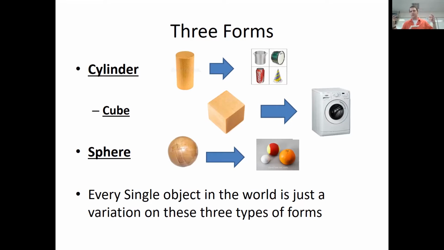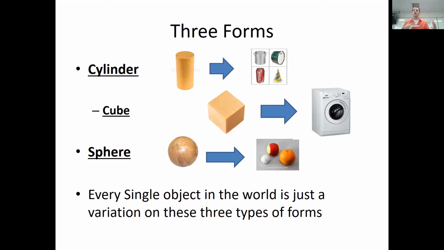Sometimes it has an extra side sticking up for a back, but really that's just another cube stacked on top of it, right? Maybe the cube is thin or long or short or stubby, but it is always a cube. And then we have a sphere, which is pretty obvious. Any kind of fruit, round object, ball, anything like that fits into that category.